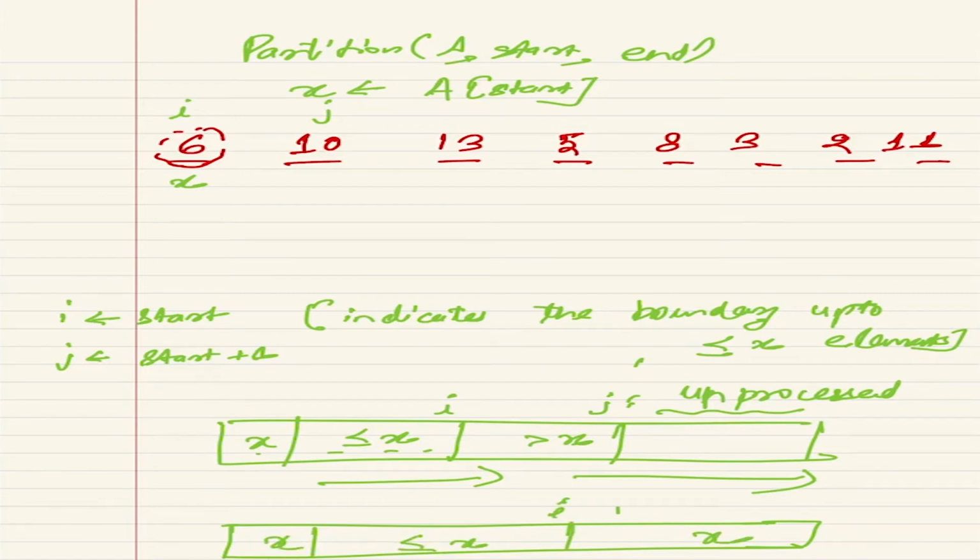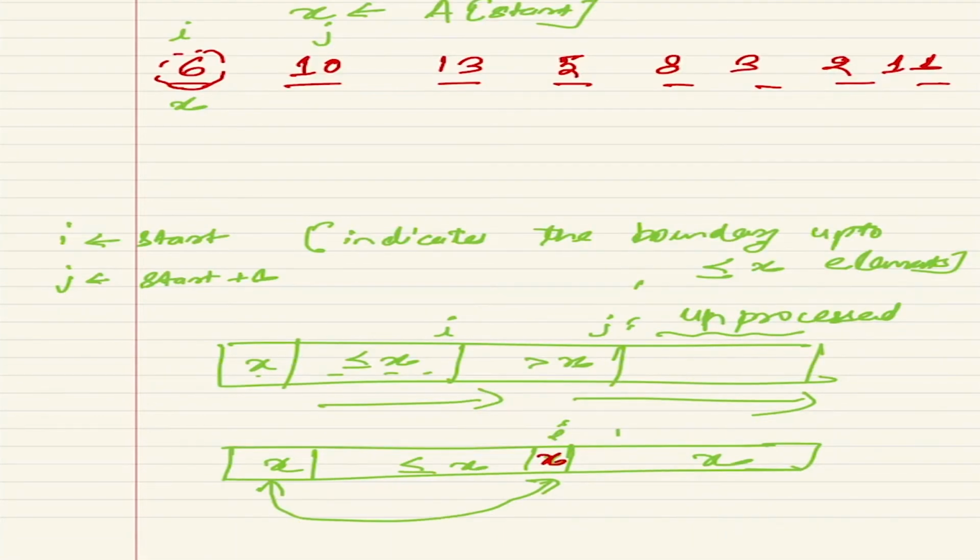And at the end, you will simply swap these. So this element is less than or equal to x. So x comes here. After you swap, x will come here, and all of this will be less than or equal to x. And this is equal to x. That's how the algorithm will proceed.